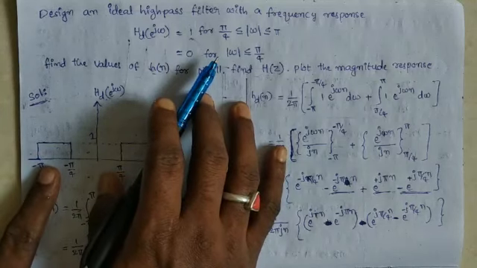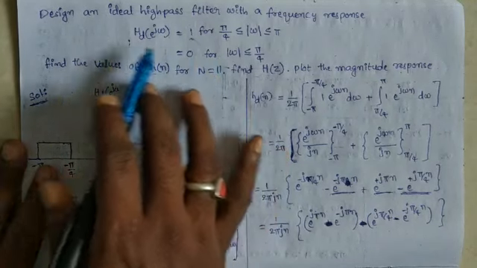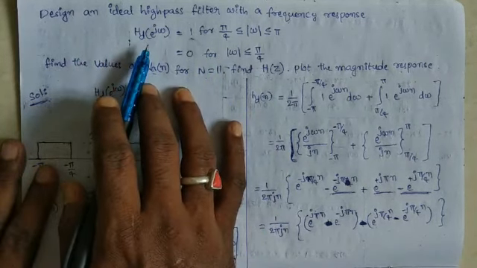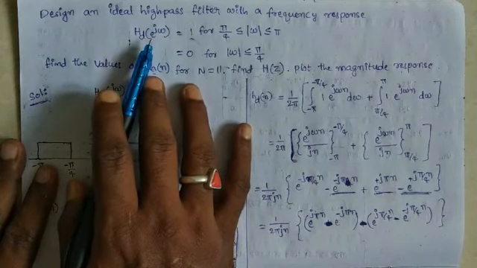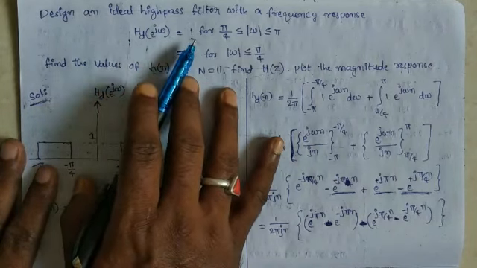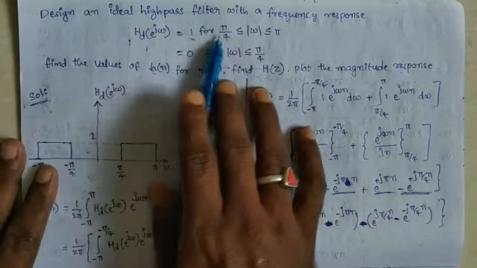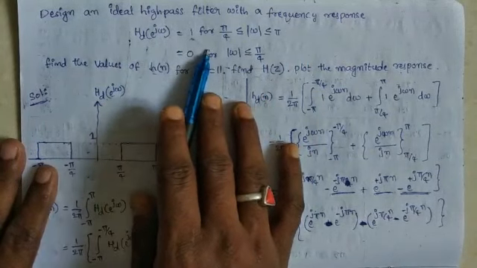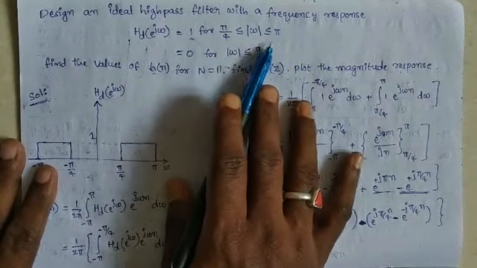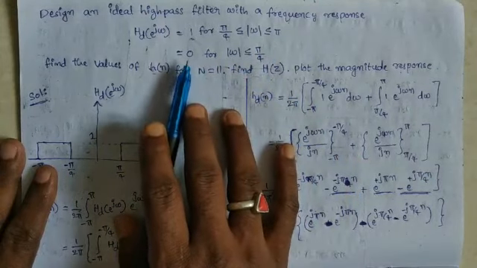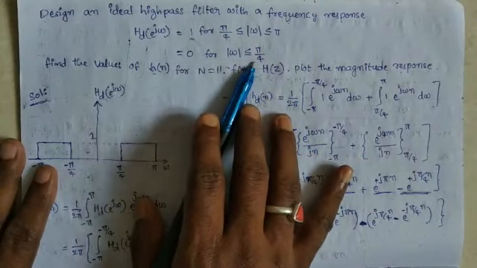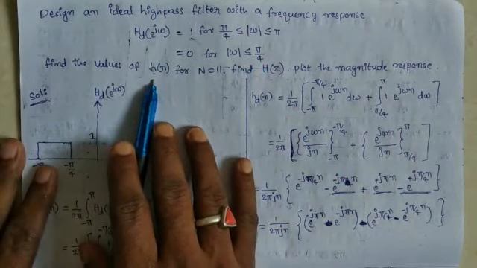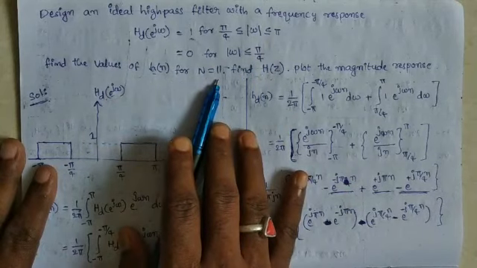Here in this session, we are going to observe a problem on design of FIR filter using Fourier series method. Design an ideal high pass filter with a frequency response of HD of e power j omega equal to 1 for 5 by 4 less than or equal to mod omega less than or equal to pi, and equal to 0 for mod omega less than or equal to 5 by 4. Find the values of h of n for capital N equal to 11.